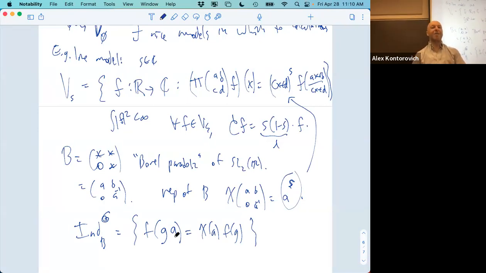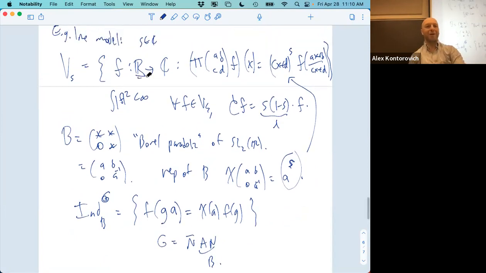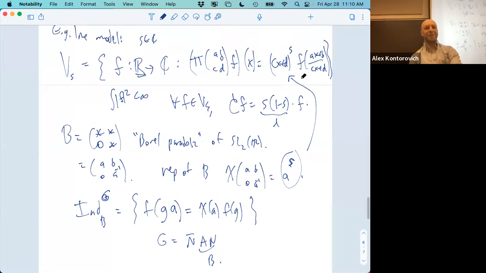That's exactly what the line model is. If that's what f does to all of G, well, I can write G in a coordinate system. I can write G as like N bar A N. This AN is in the Borel, so I know exactly what happens to this part. And the N bar is what I'm using as my real variable. I can also have a circle model. If I put a KAN, then instead of having a function on the reals, I'll have a function on the circle with a similar property. And this turns out to be something like the character.